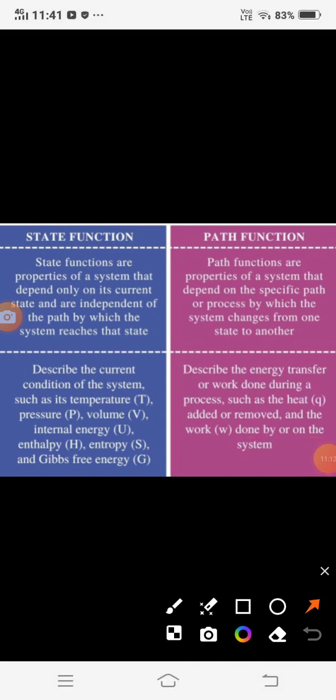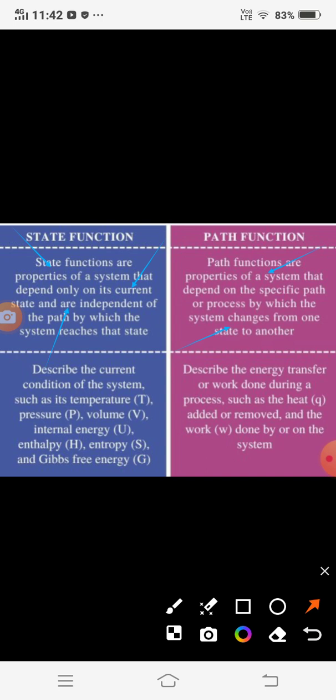Let's talk about the difference between state function and path function that we have talked about a little today. I want to make this concept clear in your minds. State functions are properties of a system that depend only on its current state, and are independent of the path by which the system reached that state. Path functions are properties that depend upon the specific path or process by which the system changes from one state to another.